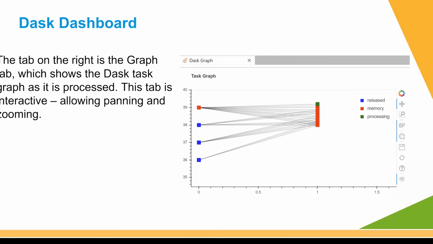So the tab on the right here is the graph tab. It shows the Dask task graph as it's processed in real time. The tab is interactive. You can pan around, you can zoom, and that can help when you have complicated workloads that are running and you're trying to debug something, which includes even your custom functions. You may write custom functions that can run on xarray and then run them in Dask. You may want to debug what's going on or optimize.